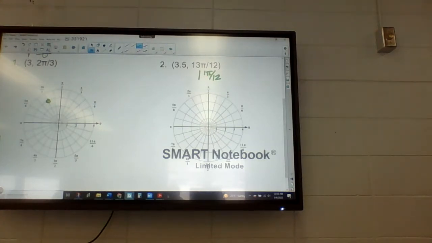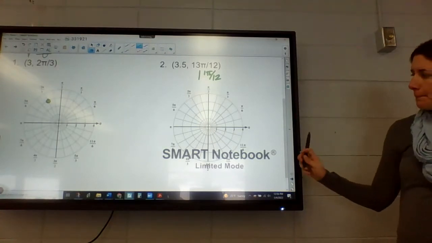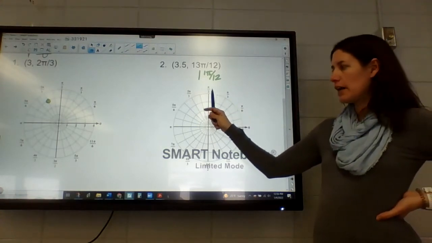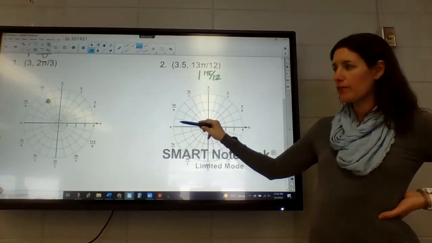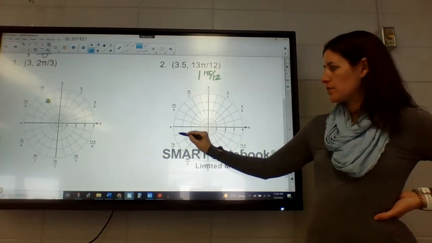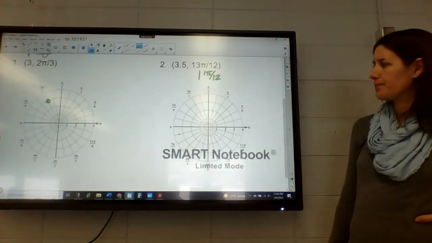For sure. So 3.5 is in between 3 and 4. But then, where am I going to be? I'm going up past here, right? This would be 12 pi over 12. So we're going to be right about there.